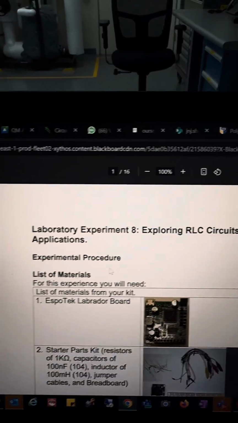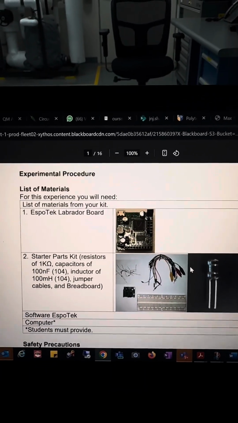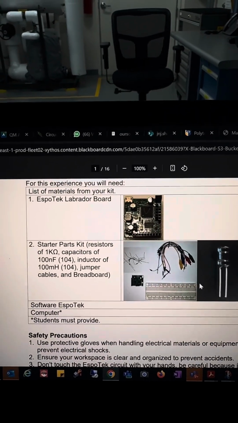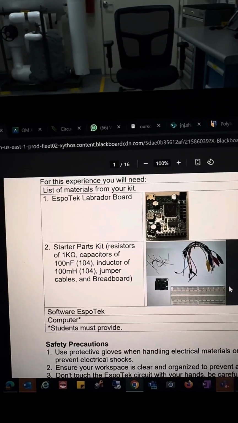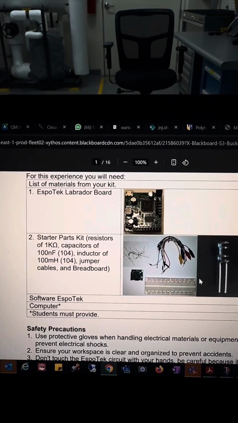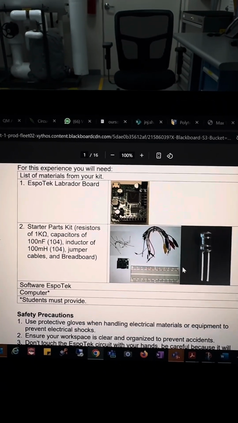In order to complete this lab, we will need our Espotec Labrador board. We'll need a 1K ohms resistor, a 100 nF capacitor, a 100 mH inductor, our jumper cables, and a breadboard.